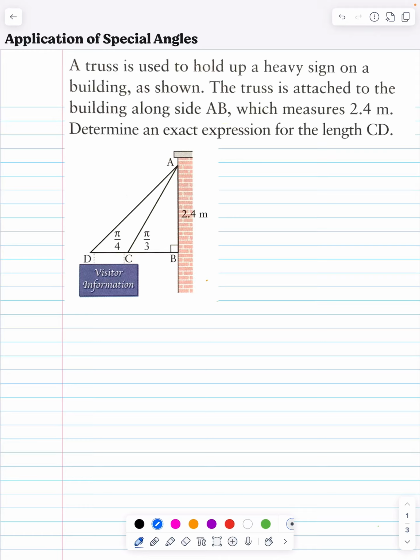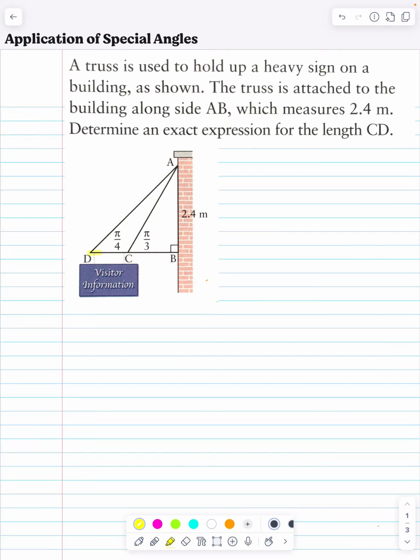A truss is used to hold up a heavy sign on a building as shown. The truss is attached to the building alongside AB, which measures 2.4 meters. Determine an exact expression for the side length CD.